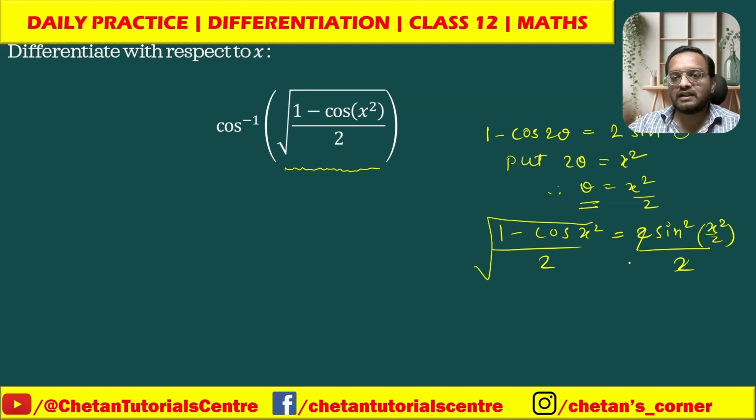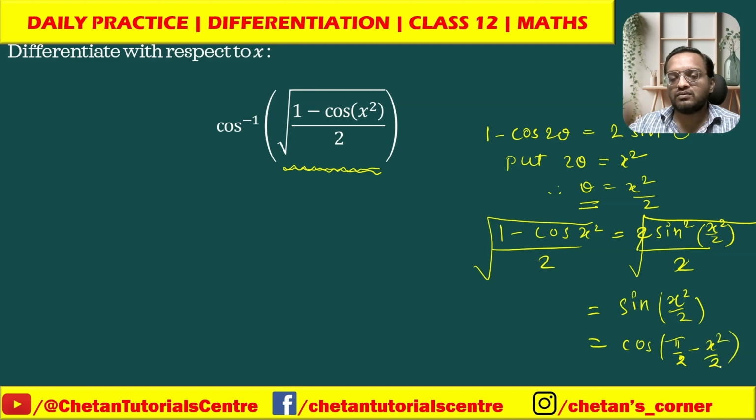And if I take its square root, then what I will get? Under root of sine square x square by 2. And if I take this sine square outside the square root, then what I will get? Sine of x square by 2. So I have reduced this entire term in terms of sine. So I will convert this sine into cos: cos of pi by 2 minus x square by 2. Now I will put this cos over here.